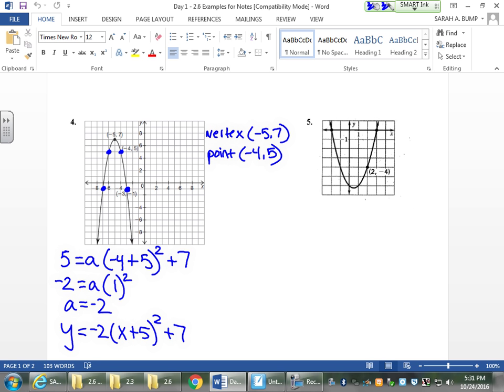You could not have done intercept form on this one. If you look where the graph crosses the x-axis, they almost look like whole numbers, but they're not. They're decimals. And I don't want you to estimate, so we would not use intercept form.